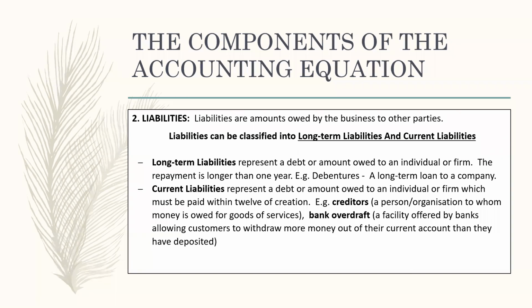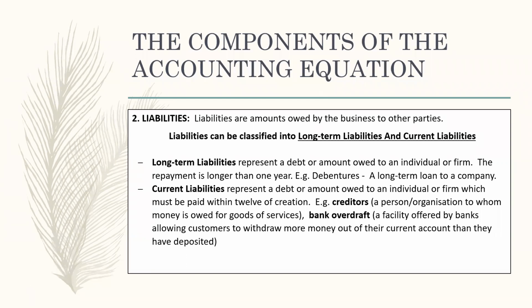And then we have liabilities. Liabilities are amounts owed by the business to other parties. So the moment you hear of liabilities, think of the business owing a third party, someone else. So liabilities are all the people or businesses that a business owes. Once the business owes money to a third party, it's a liability. Again, liabilities are classified into long-term liability and current liability.